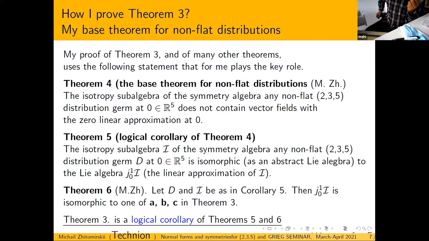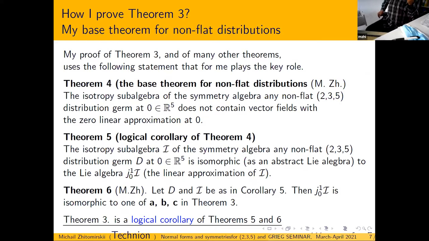a local germ at zero of a 2-3-5 distribution, I claim, does not contain vector fields with zero linear approximation. So for the isotropy subalgebra, infinitesimal symmetries vanish at the origin, then they have a well-defined linear approximation at the origin, but a priori it might also be zero, so the vector field must start with a quadratic term. No, it's impossible. There are no such infinitesimal symmetries in the isotropy subalgebra.